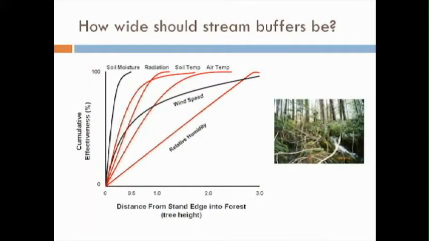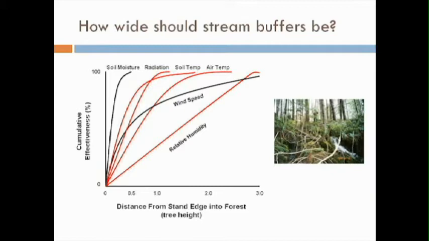So the first question that we're really trying to get at is how wide should stream buffers be? And most of you have seen this diagram, which was taken from the FEMAT document. And basically, this is a conceptual diagram that was used to guide the development of the interim guidelines. And what it shows basically is how the influence of an edge or a harvesting impacts the microclimate within the untreated portion of the forest.